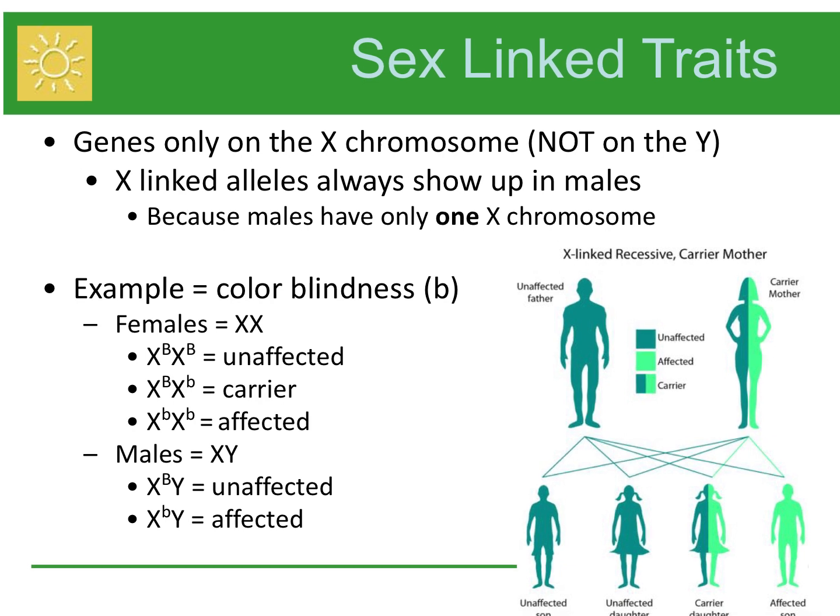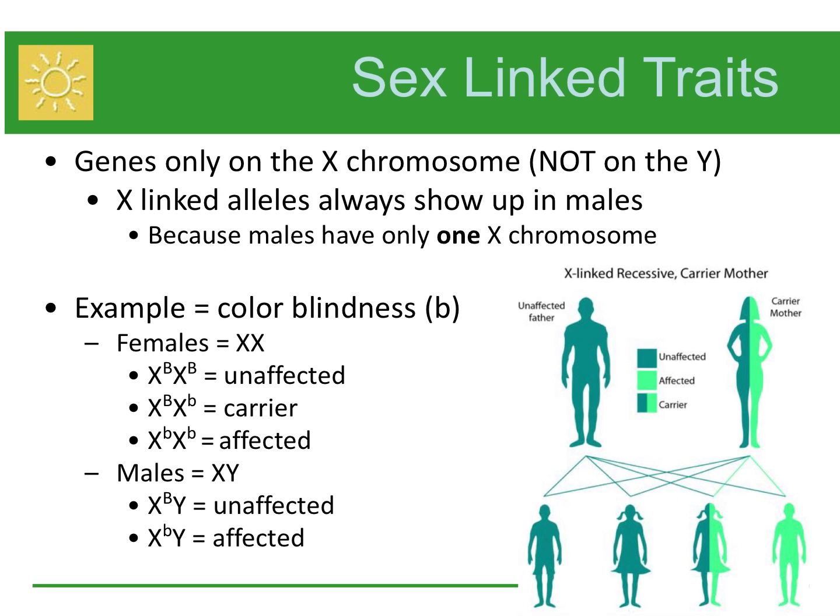So today, we are going to look at sex-linked traits. That means we're going to look at certain traits that have some sort of relation to your biological sex. Some popular ones would be color blindness, and we might talk about hemophilia. These are traits that get passed down because they're on the X chromosome. So in your notes, make sure you have that these genes are only on the X chromosome. They are not on the Y chromosome.